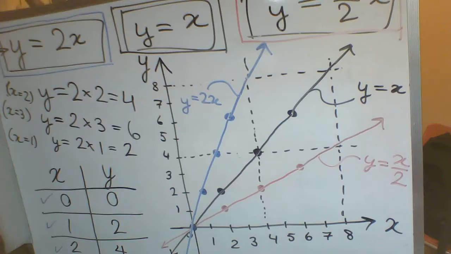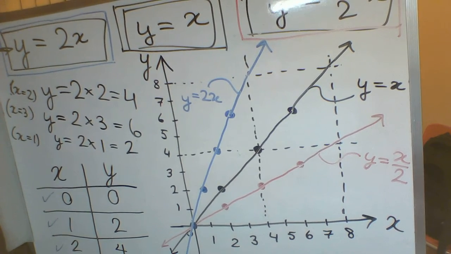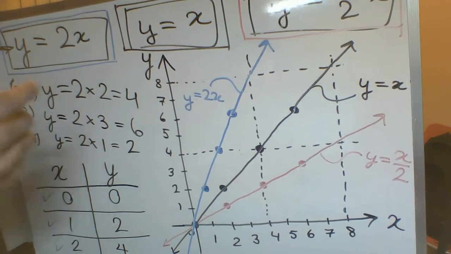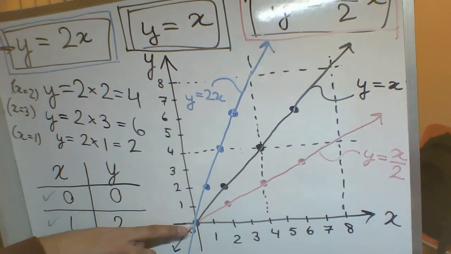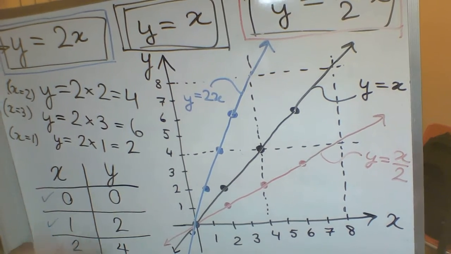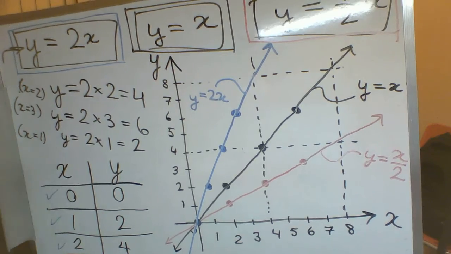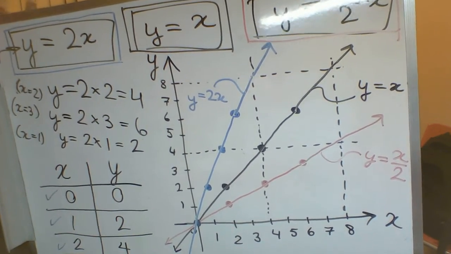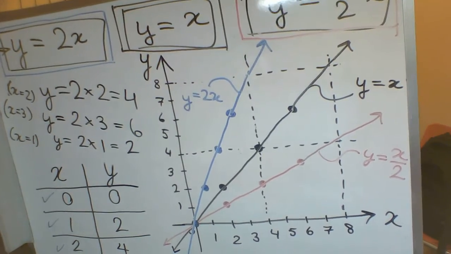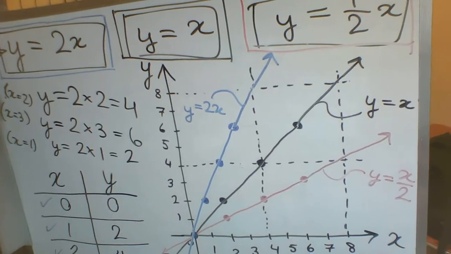So hopefully you can see from these three lines that we've drawn here that changing what you multiply x by only changes the steepness, and the lines will all still intersect at some point. In this case, they'll all intersect at the origin. We'll talk a little bit later when we're dealing with some more complex examples about where the lines intersect with one another. But that's a problem for another time. So hopefully this is making sense.